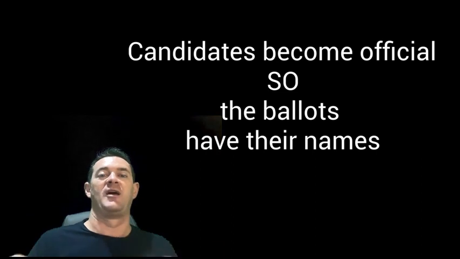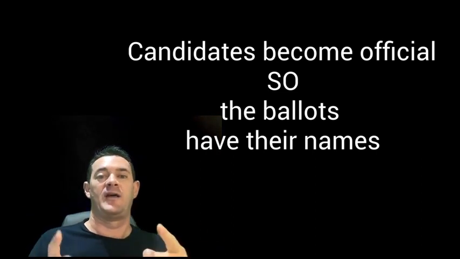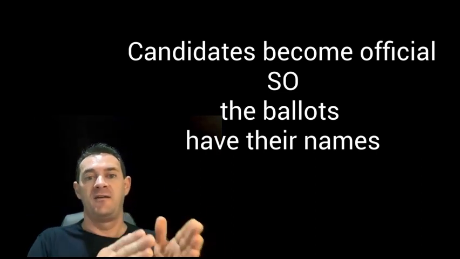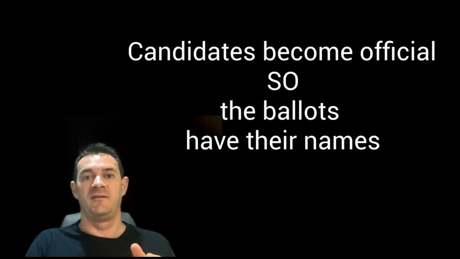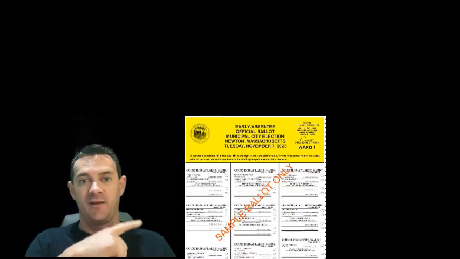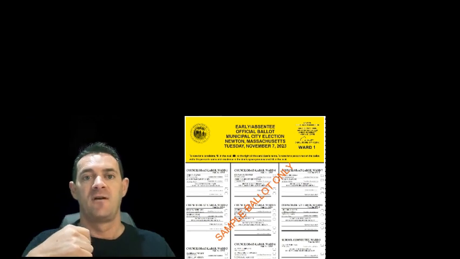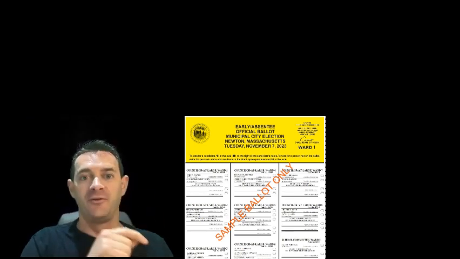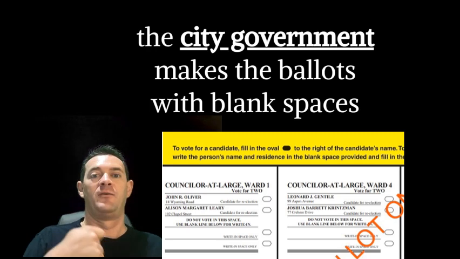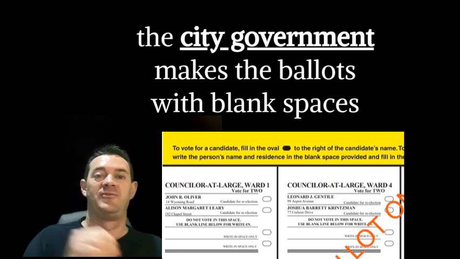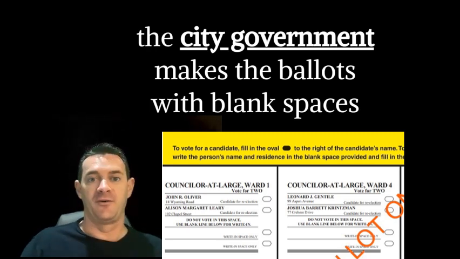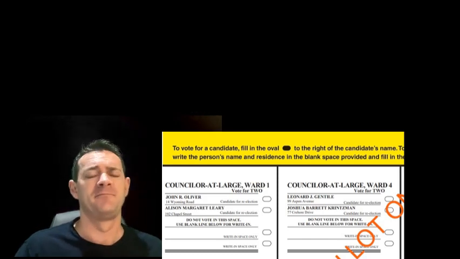Okay, so let's try to get this all in order. First thing is the candidates have to become official. That has to happen first. Then the city government can take those names and put them on this ballot. Then they print it with those ovals on it so that when voters get it, they can just fill in those little circles. They don't have to write the person's name unless they want to.